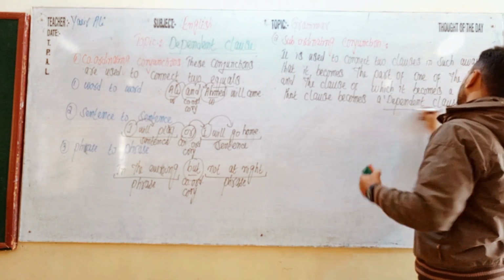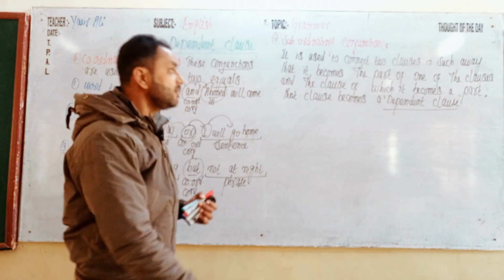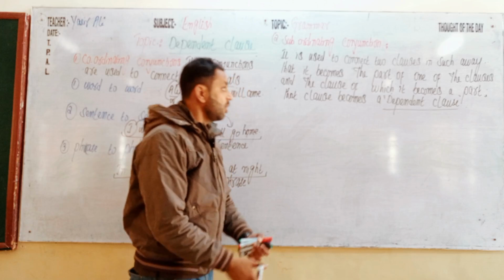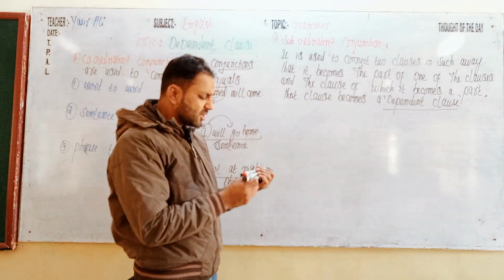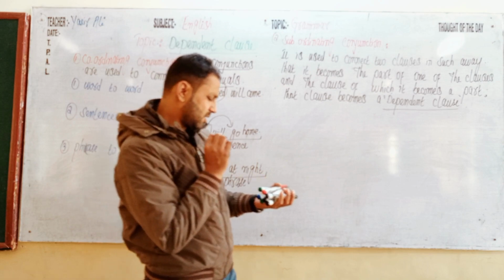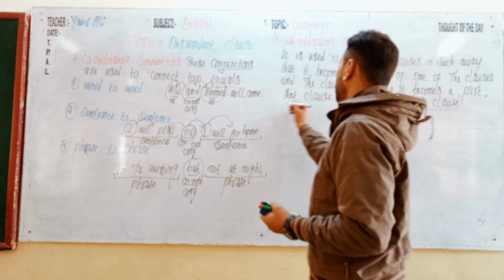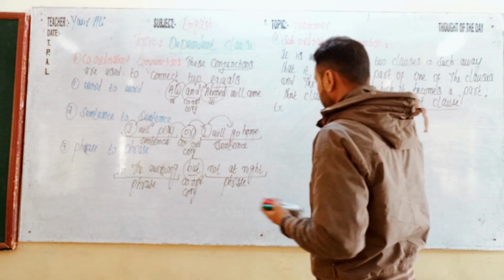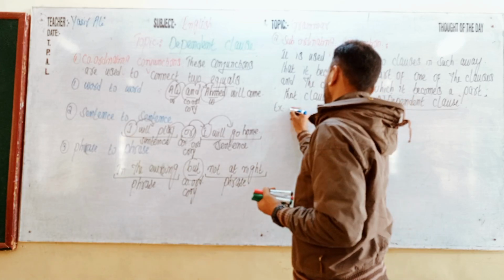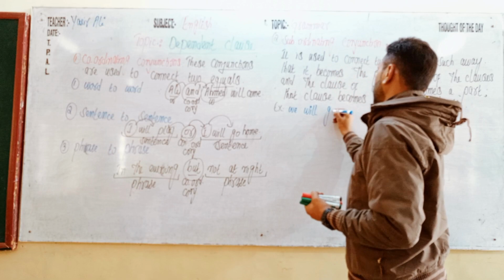Previously in the points, as I mentioned, a dependent clause is a formation of subordinating conjunction plus a clause. Now let's have some examples. I'm going to give you some examples. For example, if I say we will go there.